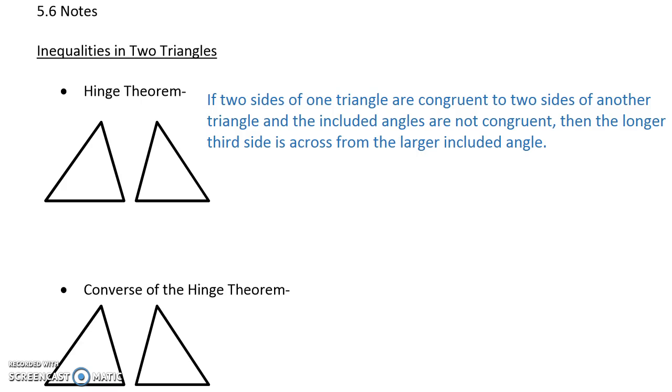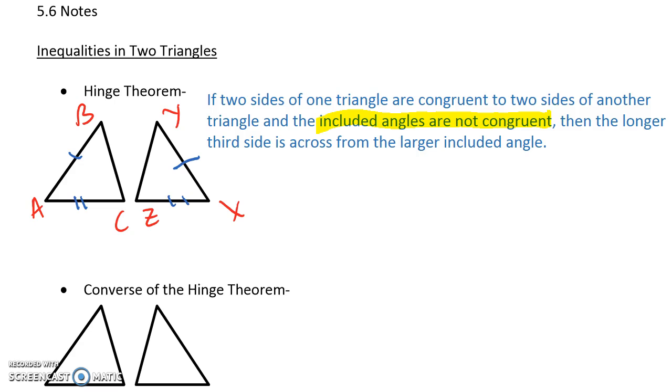But let's talk about these two triangles. So let's call this triangle ABC and call the second one XYZ. Alright? So if you look at what the theorem states, it says if I know that two sides are congruent. So for example, if I know AB is congruent to XY and AC is congruent to XZ, those are the two congruent sides. And then I'm given two included angles that are not congruent. So notice that's important. The included angles are not congruent.